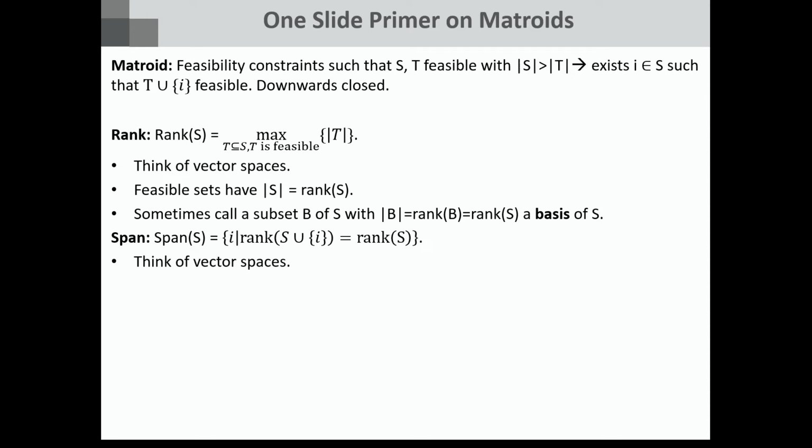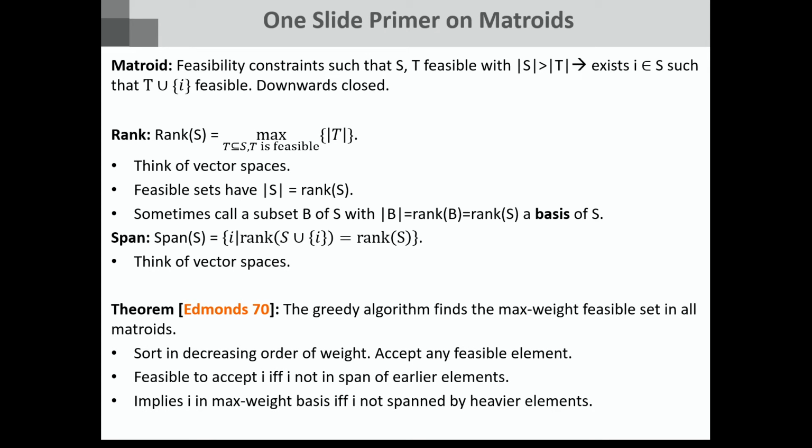I'll also use the term span of a set, which is formally all of the elements such that you could add them to S without increasing the rank. Again, you should intuitively think of vector spaces: the span of vectors is everything you can write as a linear combination of them, and if you were to add them to this set, you would not make the basis any larger. The last fact I'm going to use is a theorem from Edmonds. I'm not going to prove this. Many of you probably know this already: the greedy algorithm finds the max weight feasible set in all matroids. What is the greedy algorithm? If you sort the elements in decreasing order of weight, and run through them and accept any feasible element, this will find you the max weight basis of any matroid.